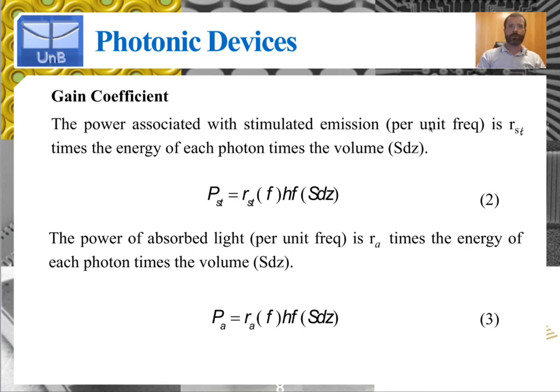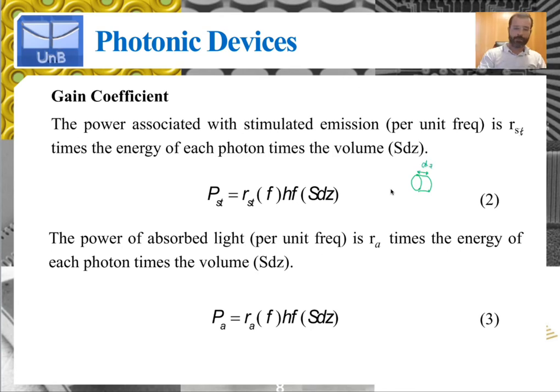Now, the power associated with stimulated emission, here we're dealing with power per unit frequency, right? Because everything is per unit frequency, but the power is going to be equal to the rate of stimulated emission multiplied by the energy of each photon and multiplied by the volume, which is S dz. So what are we saying here? Inside the material, we are considering a differential element of length dz, right?